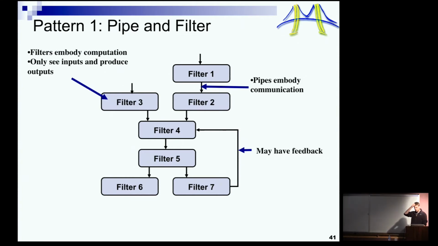So the first pattern is pipe and filter. And this is not the most general, but it's a very general pattern. We have filters, which have computation in them, pipes that connect filters and transfer data. Each filter processes its inputs. It doesn't carry any state, and it generates output. And we can have some feedback in our filter as well. But can anyone tell me an example of an application that you think follows this structure?